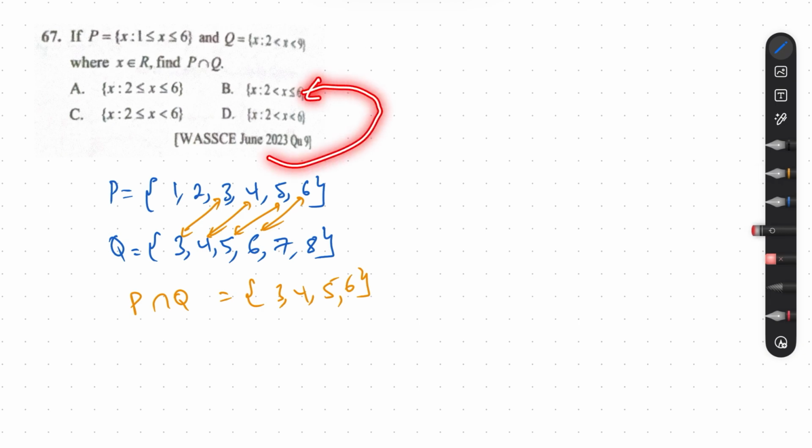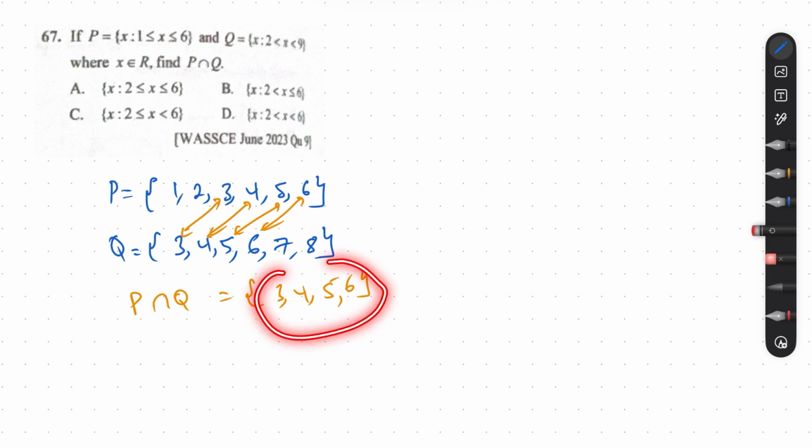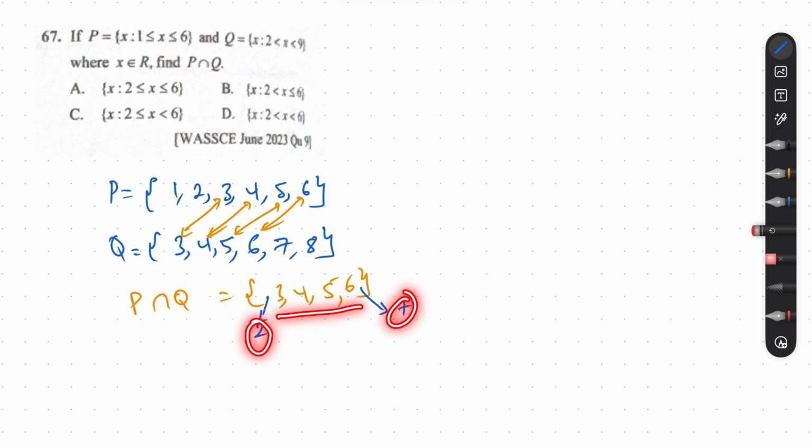They want it in this form. We can write this in a lot of ways. If we assume that there is an imaginary 2 right here and an imaginary 7 right here, then we can say that these numbers are between 2 and 7, not inclusive. That would have been 2 less than x less than 7. So this is one way to write it.